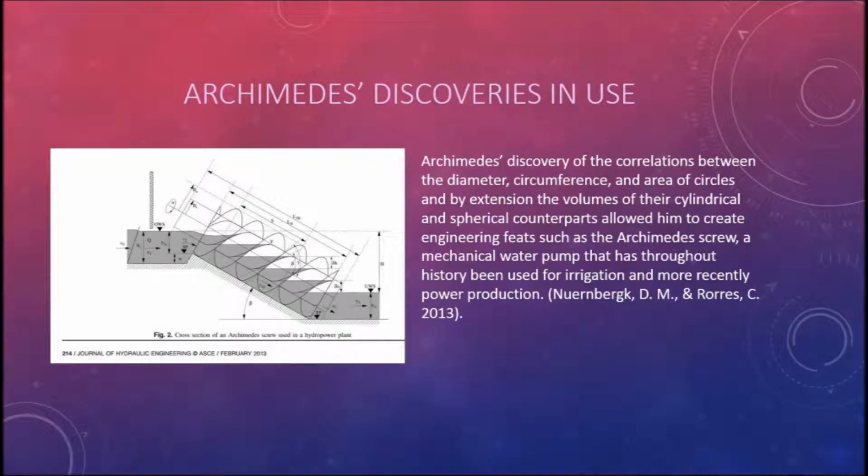Archimedes' discovery of the correlations between the diameter, circumference, and area of circles, and by extension the volumes of their cylindrical and spherical counterparts, allowed him to create engineering feats such as the Archimedes screw, a mechanical water pump that has throughout history been used for irrigation and more recently power production, according to an article in a periodical written by Nuremberg and Rores, published in 2013.